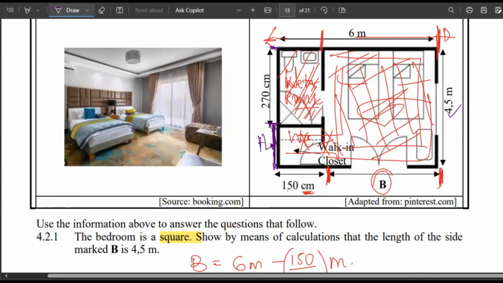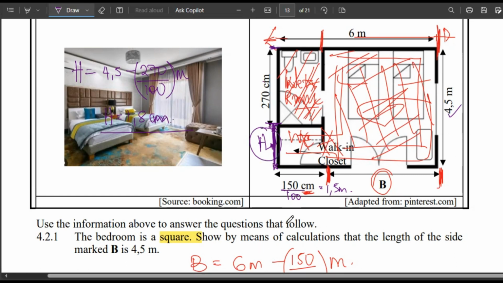Let me call it H. So the value of H will equal 4.5 minus 270 divided by 100. Why do we divide by 100? These are centimeters. We want them to become meters. And this one also is going to change to meters because the area we are dealing with is in meters. So 4.5 minus 2.7, so H equals 1.8 meters, not centimeters. So we know our H, this space that's missing, the walk-in closet side.